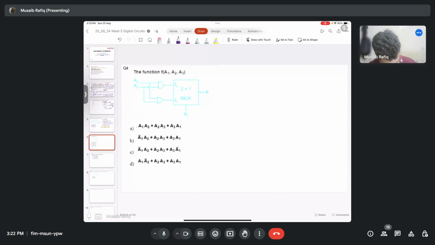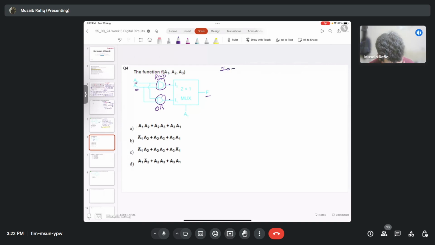We have a 2:1 mux where the inputs are A1, A2, A3, where A1 goes to my select line, and A2 and A3 go to some logic gates, and then towards the input of a 2:1 mux. So we need to find out this F, right? What we have here is A2 and A3 going to an AND gate first, and going to an OR gate. And since it is a 2 cross 1 mux, we only have one select line. So let's just mark the inputs first.